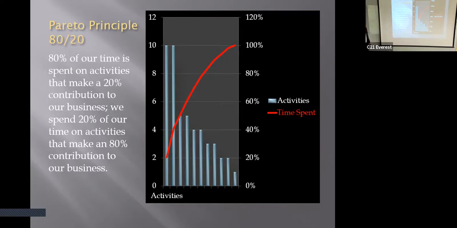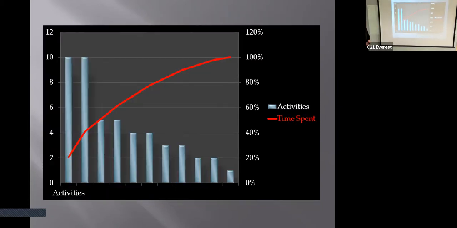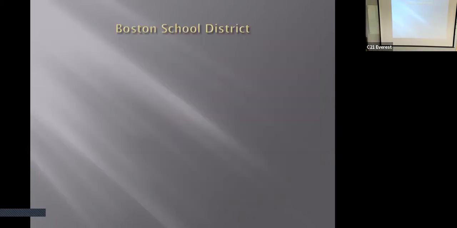Okay, so this is what that looks like, again tying these two principles together. This red line is the time that you spend on an activity. These blue bars would be 10 different activities you could do. And you'll notice if these first two made the biggest impact, we spend the least amount of time on them. And then as you get out into the least important activities, we spend the most amount of time on. All right, so now let me give you the example of this.